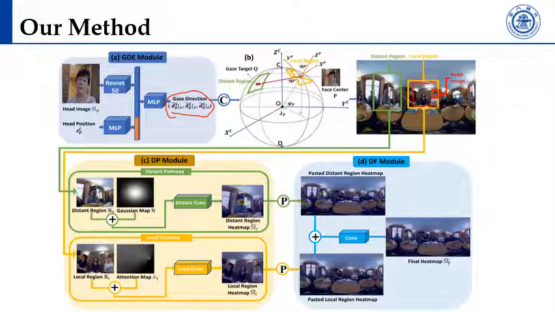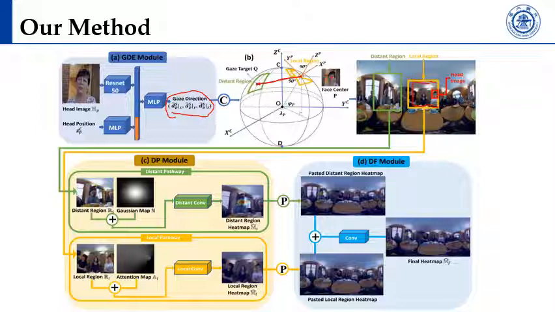And the distant pathway handles long-range gaze behavior. First, we map the equirectangle image to a sphere by the inverse sphere-to-plane projection. Then, starting at the head location, we search along the 3D gaze direction in this sphere space, and then we locate the intersection of the sight line and the sphere.